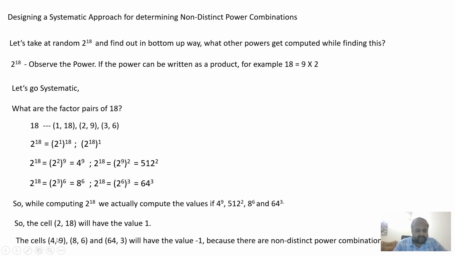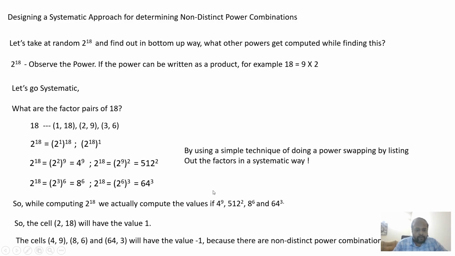So whatever bases and powers lie within the problem's range, A to the B in the range of 2 to 100, is what I have included here. So just by using a simple technique, what did we do? We did a power swapping. We listed out factors in a systematic way, right? Take the power, find the factor pairs of that power, then express that target power as its factors. Now, if the base to the factor is within 100, then count it as a different one, right? So 2 to the power 4, 2 to the power 2 is 4 to the power 9. So then you get it.